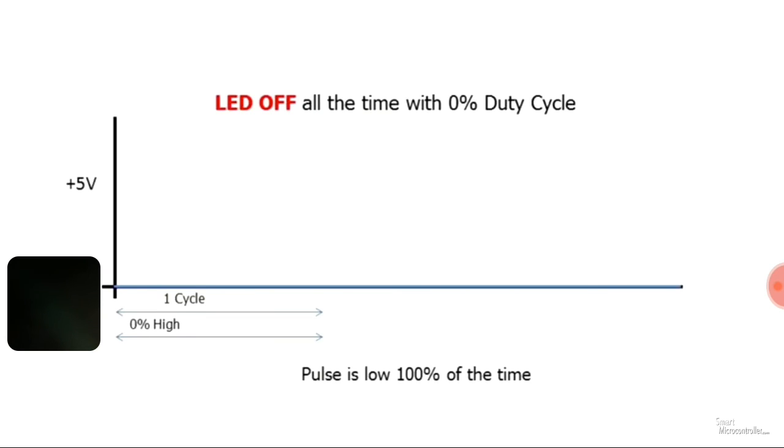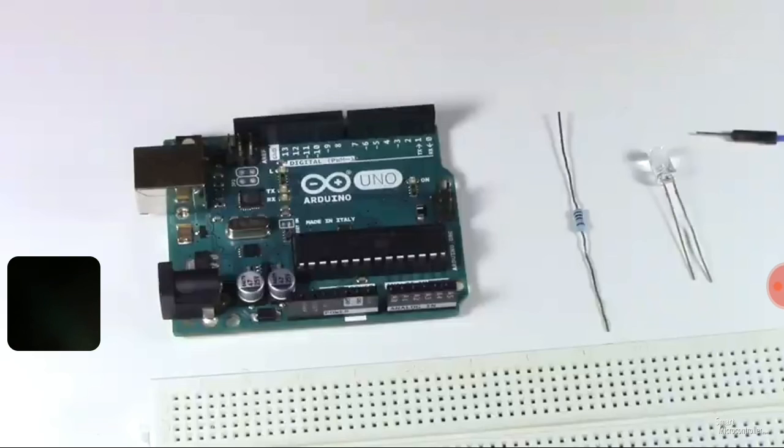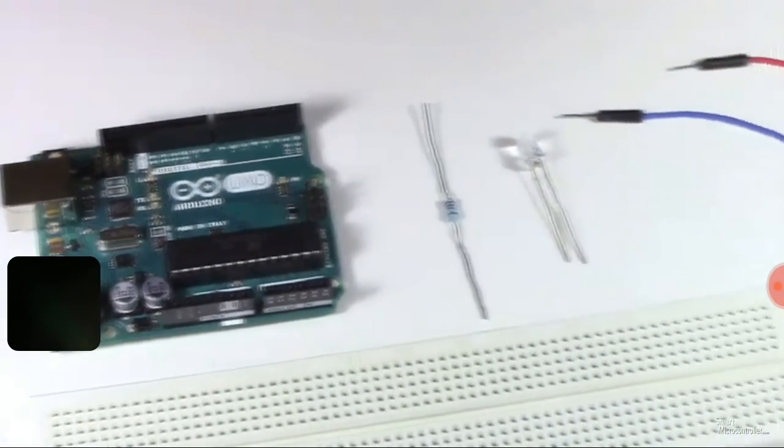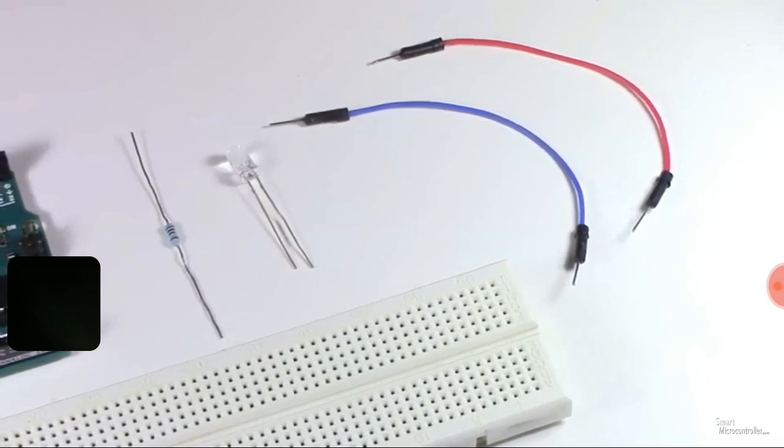This relates to no pulse, where the LED will be off, and 100% pulse width, where the LED will be fully at its brightest level. For the example we are demonstrating, we require the following components: an Arduino Uno, a white LED, which is rated at 3.3 volts, a 100 ohm resistor, and connecting bits such as a breadboard and hookup wire.